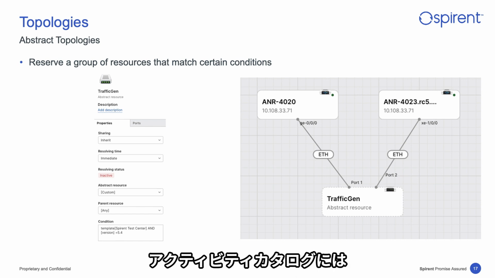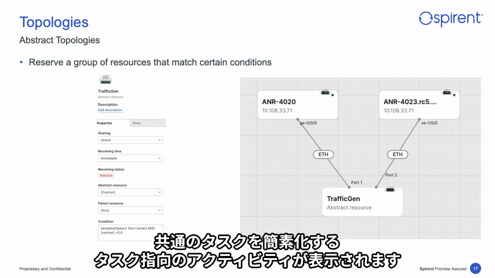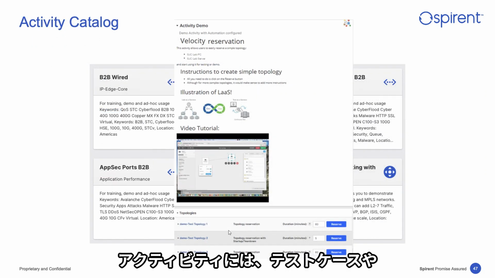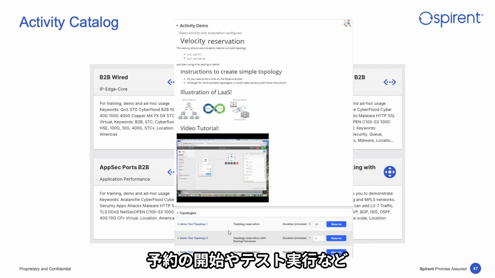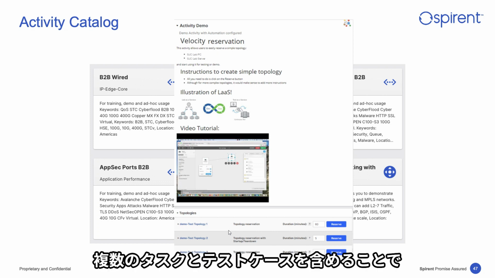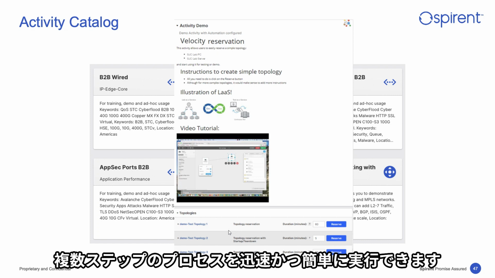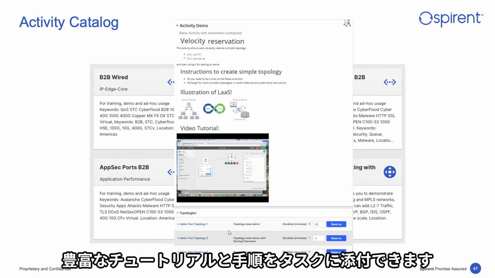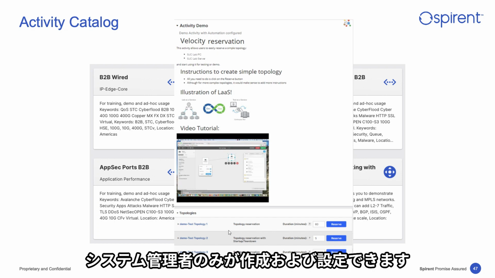The activity catalog displays task-oriented activities that simplify common tasks. Activities may contain Velocity objects like test cases and topologies along with task buttons to do things like start reservations and test executions. Multiple tasks and test cases can be included to make multi-step processes quick and easy. Activity pages support formatted text and images so rich tutorials and instructions can accompany these tasks. Activities can only be created and configured by system admins.